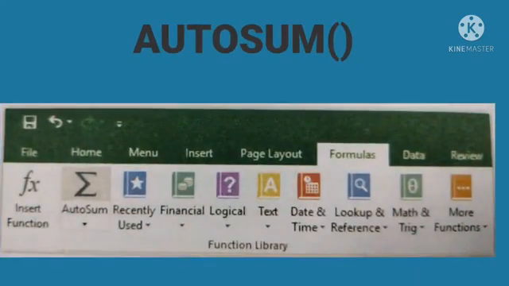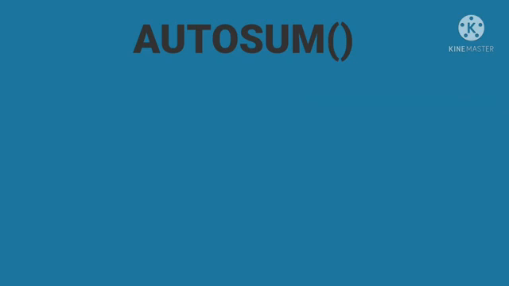AutoSum. The AutoSum button automatically calculates the sum of the numbers. This is a useful function which is normally used while entering values. Click on the AutoSum button on the Formula tab, in the Function Library, to calculate the sum of the numbers automatically without having to type a formula. No need to type a formula.